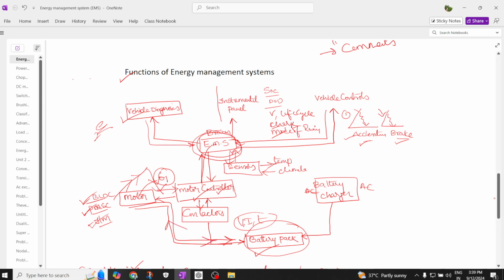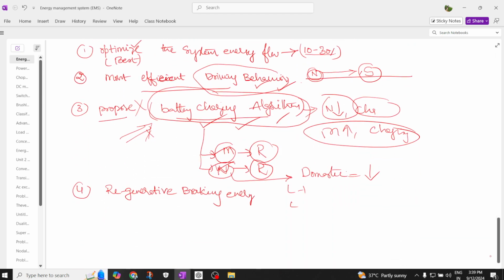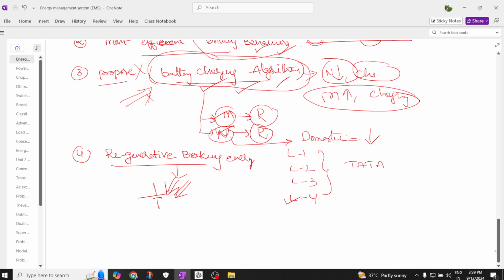With the regenerative braking mode, while you are driving the vehicle, you can enable level 1 regenerative mode, level 2, level 3, level 4. These levels are generally available in the Tata Nexon EV. So you can select which level of regenerative braking you need: more, moderate, or a low amount. Due to this regenerative braking, indirectly you are charging your battery. So you don't need to refill it again and again, which is a form of energy conservation. That's why the energy management system plays a major role in regenerative braking energy.